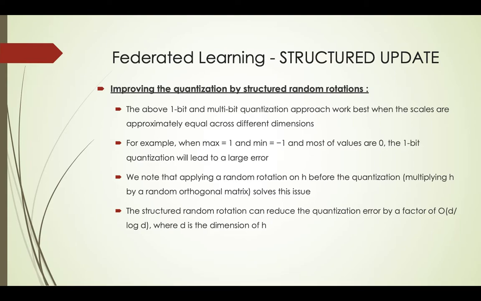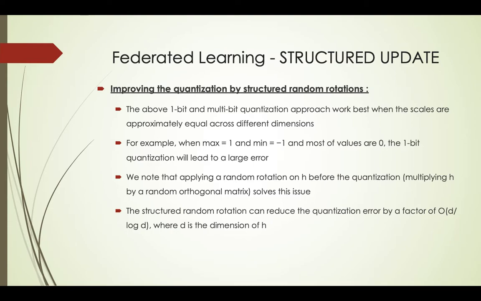Improving the quantization by structured random rotations. The above one-bit and multi-bit quantization approaches work best when the scales are approximately equal across different dimensions. For example, when max equals 1 and min equals minus 1, and most of the values are zeros, the 1-bit quantization will lead to a large error.